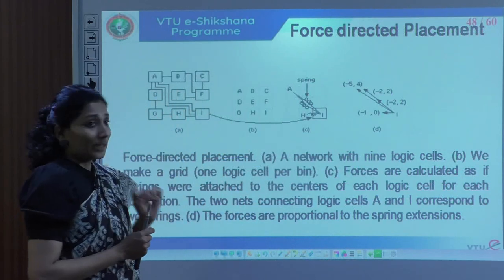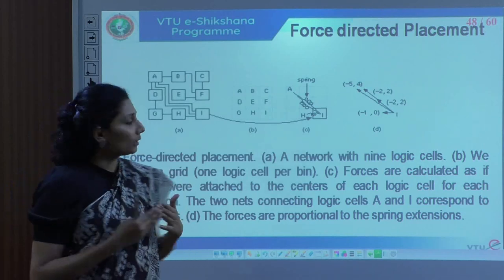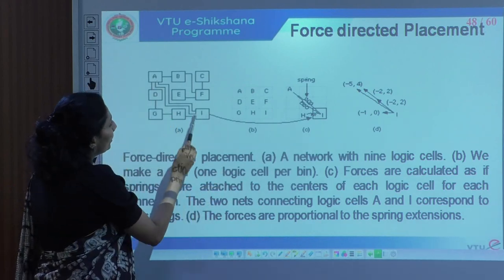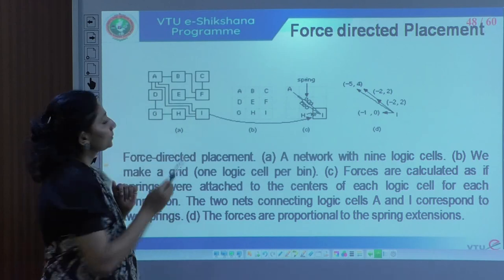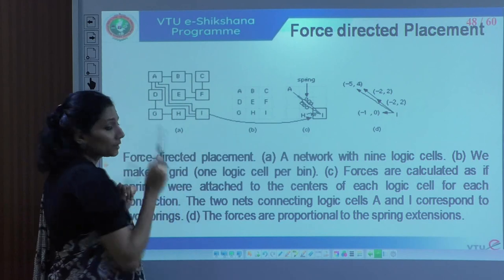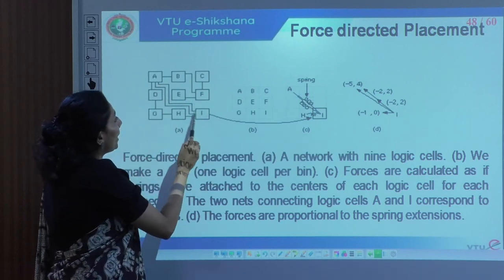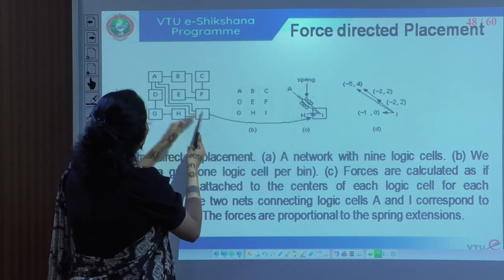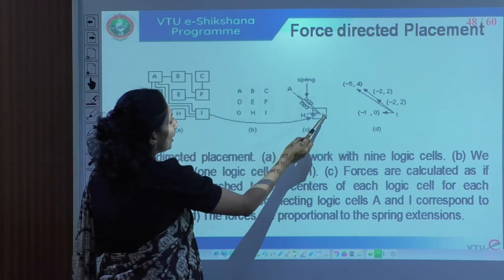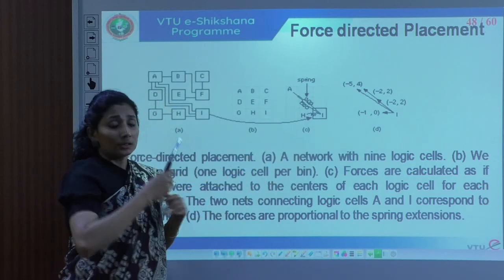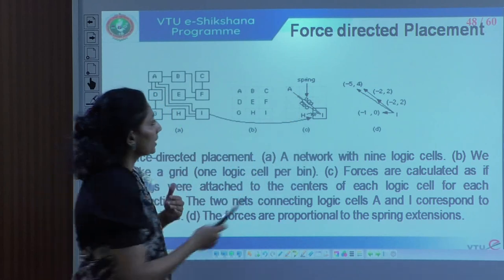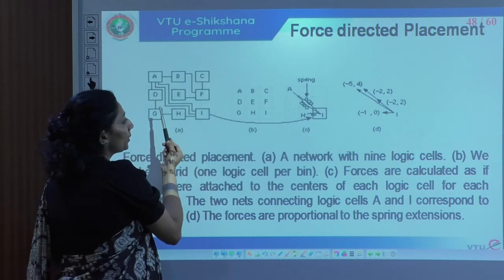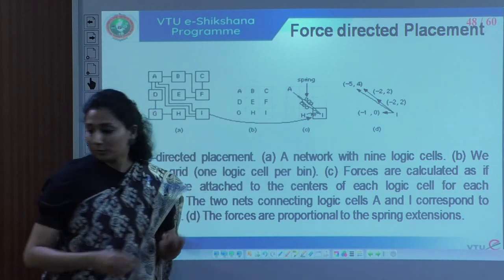In the force directed placement, the previous slide was about the pairwise swapping. Now look at this. A and I, they have more interconnects, but they are placed far away. I have actually two springs, so force is even more. I have to bring A closer to I. I have to shift the location of A closer to I. At that time, the other block should actually change the location. Say if I want to move I close to A, that means one of the blocks should be moved. That I should take care of.